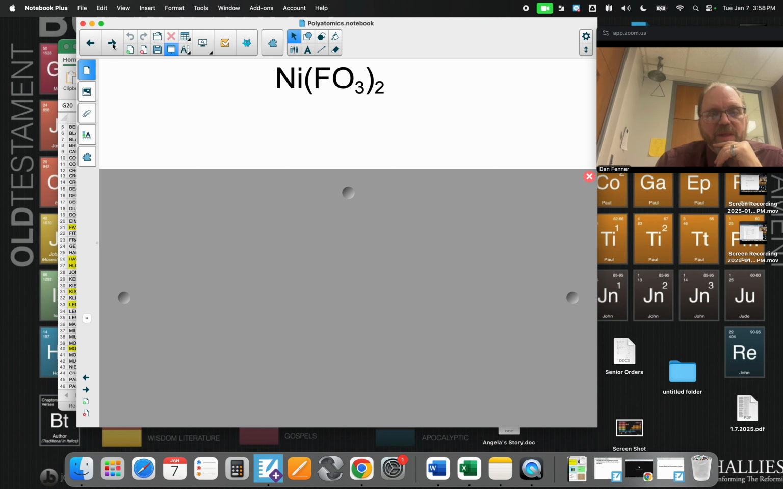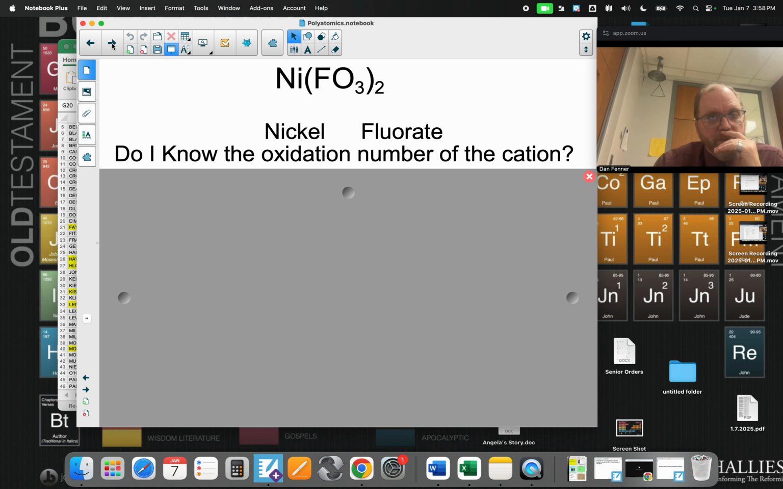All right, so let's try this one. NiFO3, that's going to be nickel. Fluorine's outside the box. O3 outside the box is an -ate, so that's fluorate. Do I know the oxidation of nickel? No, I don't. So therefore, fluorate is -1. The whole thing, not just the oxygen, the whole thing. -1 times 2 is -2. So nickel has to be +2. So it's going to be nickel 2 fluorate.